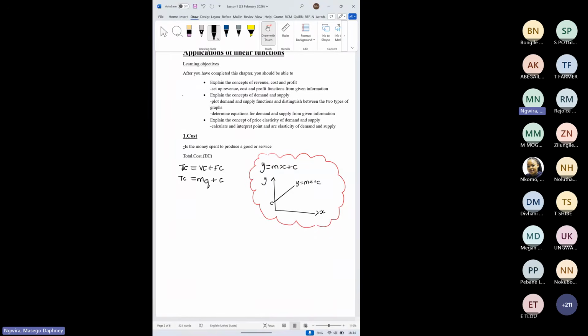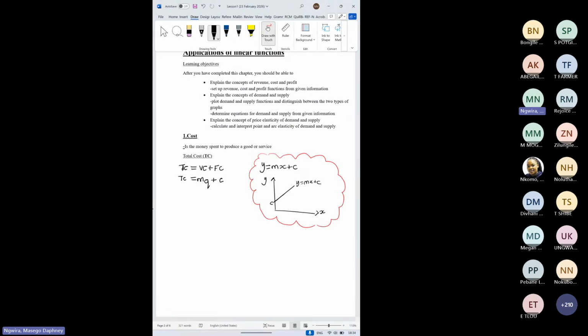Okay, as I was saying, I'm trying to explain the total cost function. So if this is my function, my equation, can you please mute your mic?